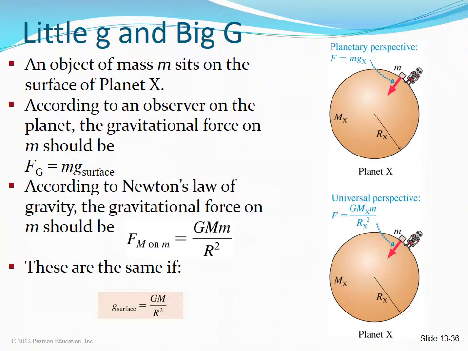An object of mass m sits on the surface of planet X. According to an observer on the planet, the gravitational force on m should be the mass times the acceleration of gravity on that planet. According to Newton's law of gravity, the gravitational force on m should be G times the mass of the planet times the mass of the object divided by the radius of the planet squared. The two forces are the same, so little g is equal to big G times the mass of the planet divided by the radius of the planet squared.